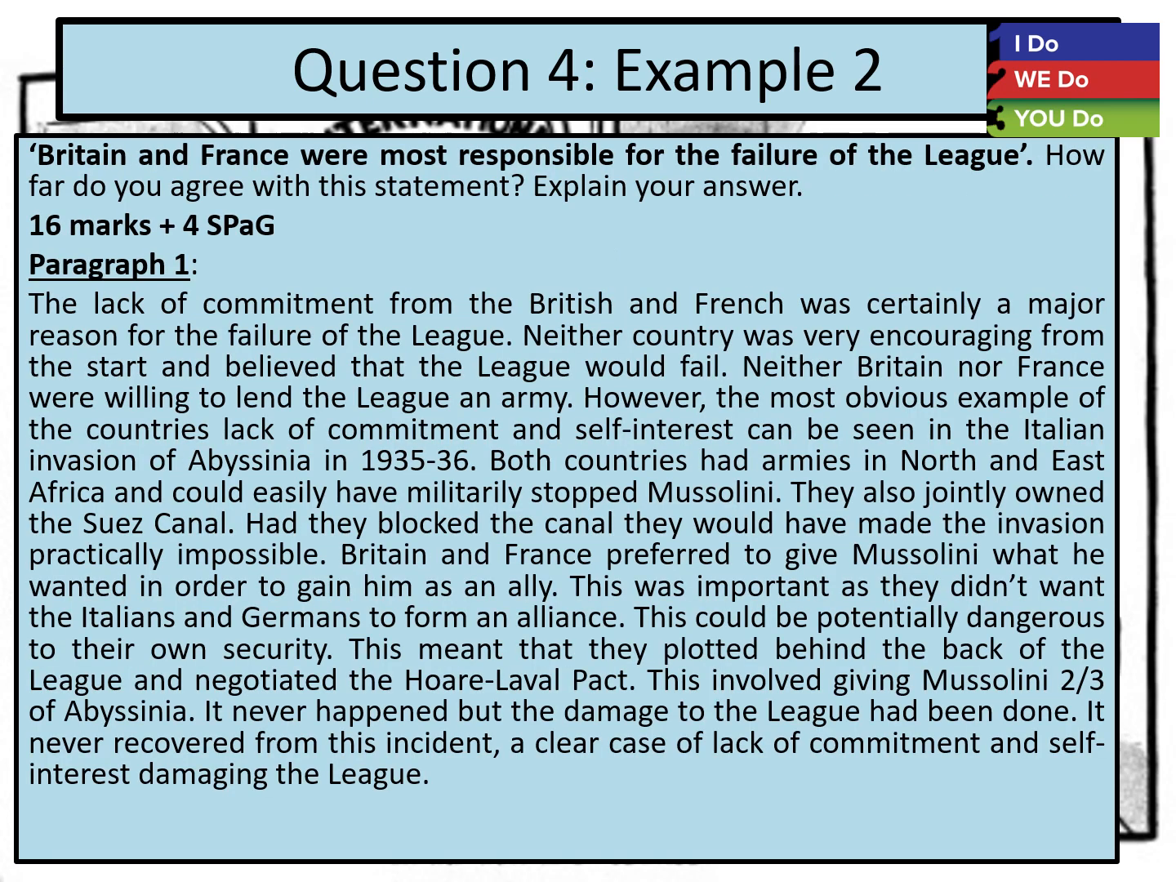You might have come up with Britain and France being selfish, and hopefully you came up with some really concrete examples of that, with things such as their actions in both Manchuria and in Abyssinia, and how from the very beginning they weren't really committed to the League. Let's have a look at what I've written here to highlight what I thought about the British and the French role. The lack of commitment from the British and the French was certainly a major reason.